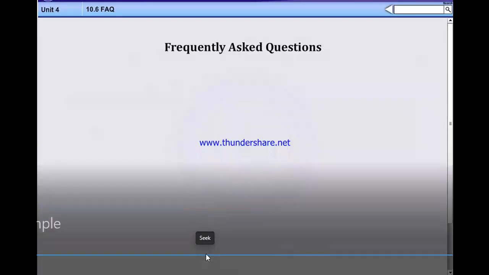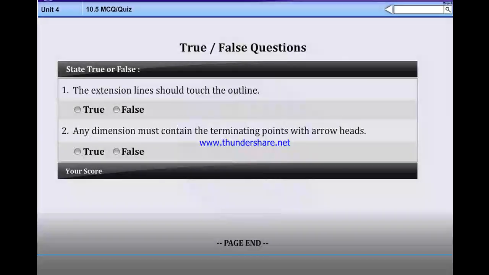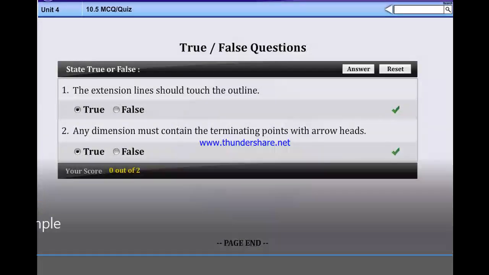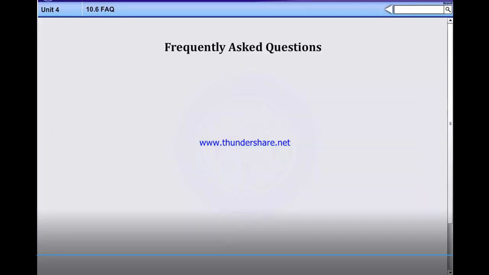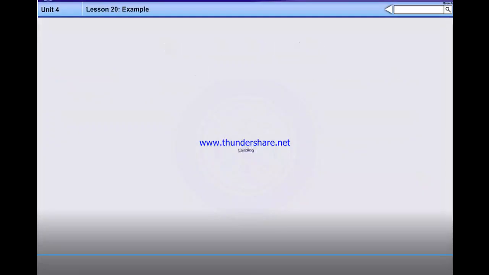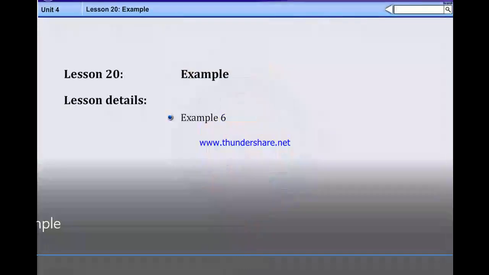And similarly, any dimension must contain a terminating point with arrowheads. Yes, it is true. Why? Because at the end of the line an arrowhead should be there. That should be the terminating point of the dimension. This way we can give the frequently asked true or false questions.